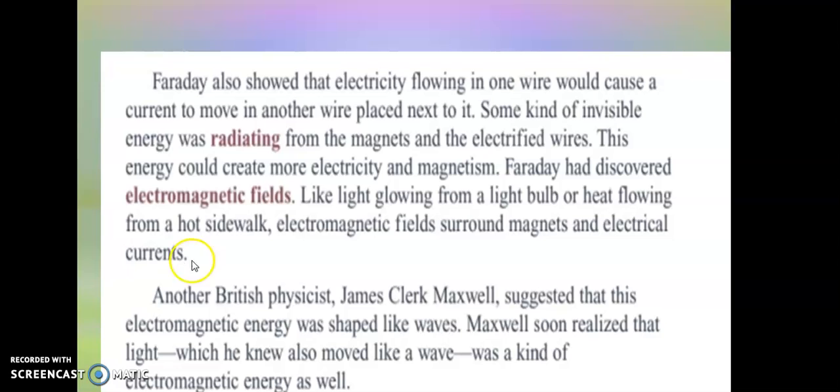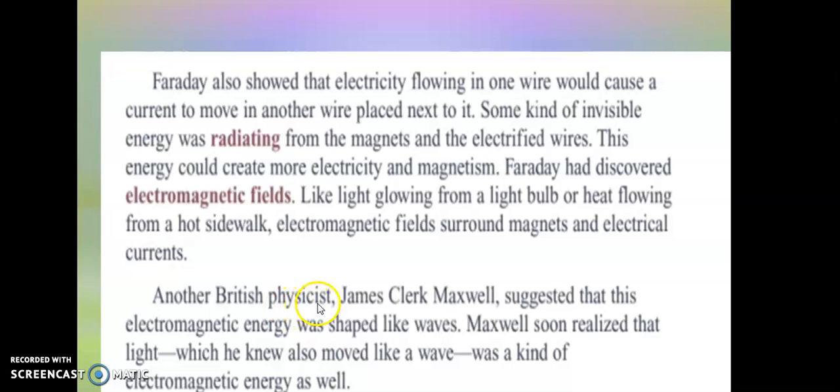Okay, so we have two. We have the electromagnetic fields with magnets, right? And the other with flowing currents, right? So one is about magnets and the other is about electrical currents.